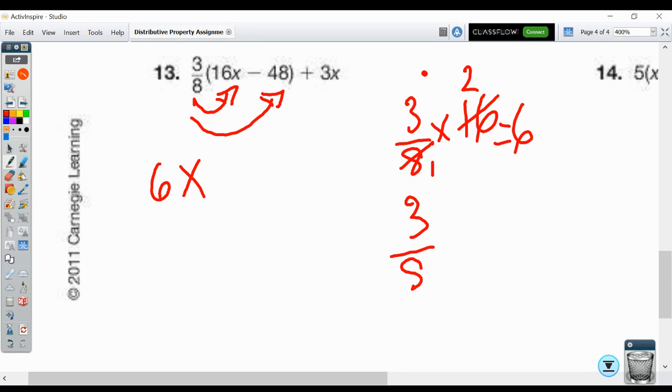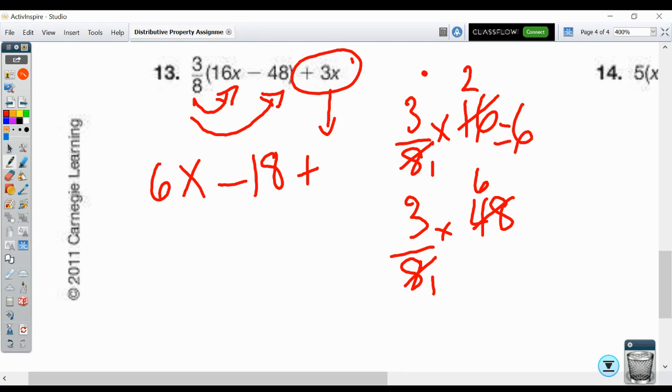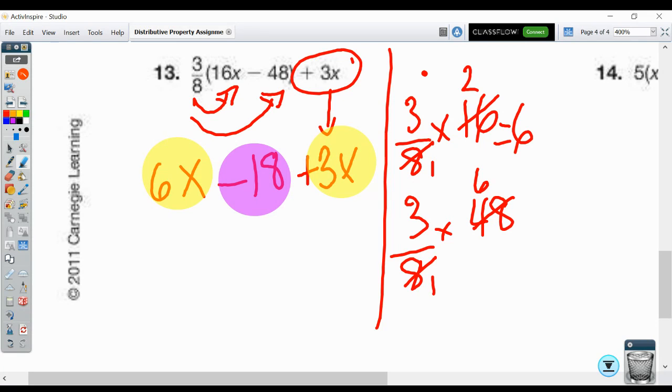And then if I take 3/8 of 48, I'm going to do the same thing. I could multiply 3 times 48, but I don't want to do that. 8 goes into 48 6 times, and so this becomes a 1. So 3 times 6 is 18. I've now done my multiplication in the parentheses, so now I need to add my extra number. It just comes down. And so I end up with my x's and my constant. If I add those together, I end up with 6x and 3x is 9x minus 18.